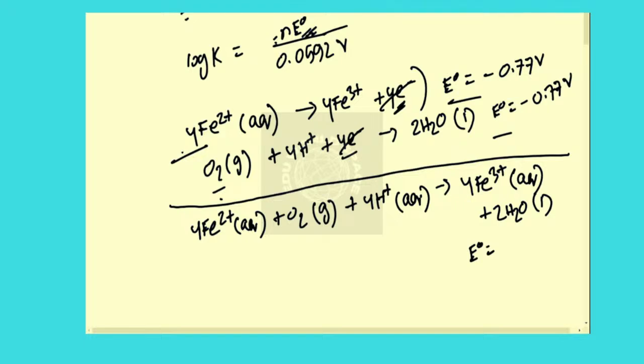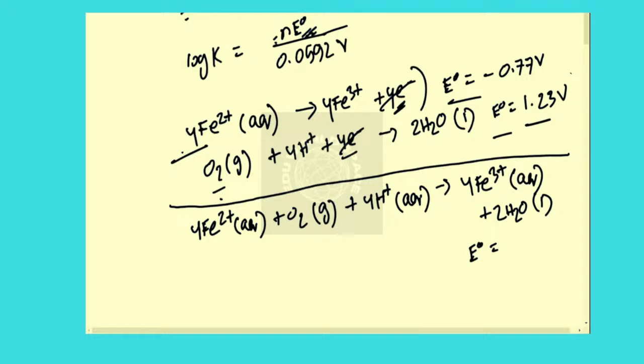The standard cell potential for the oxygen reduction reaction is 1.23 volt. So now if we sum them up, we'll get a value of 0.46 volt.